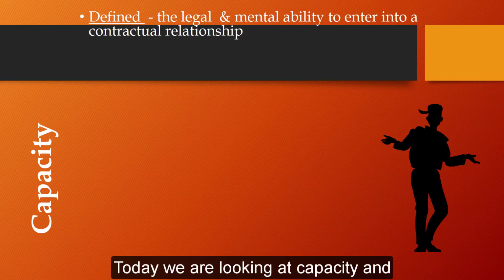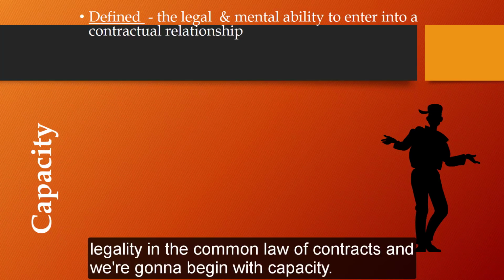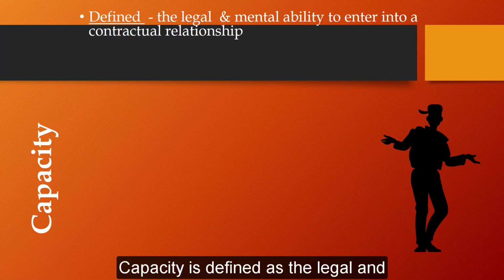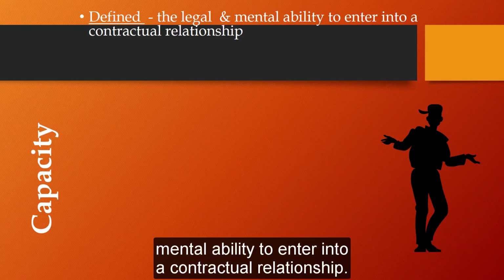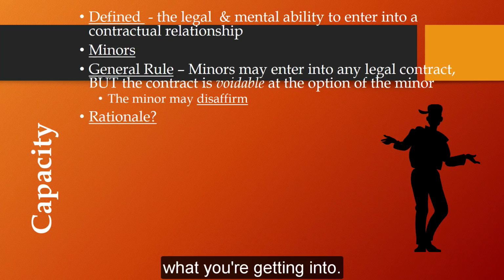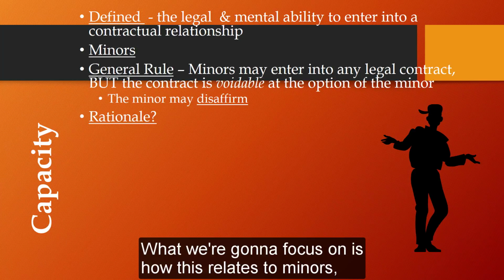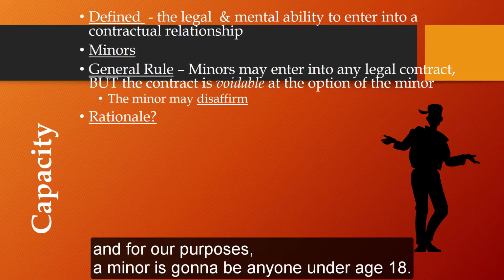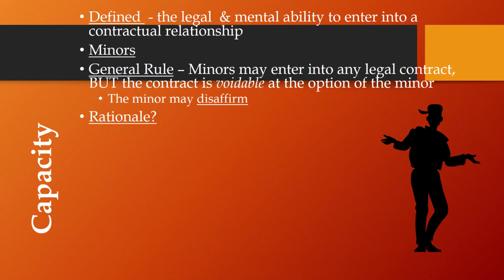Today we are looking at capacity and legality in the common law of contracts, and we're going to begin with capacity. Capacity is defined as the legal and mental ability to enter into a contractual relationship. So basically that you understand what you're agreeing to and what you're getting into. What we're going to focus on is how this relates to minors, and for our purposes a minor is going to be anyone under age 18.